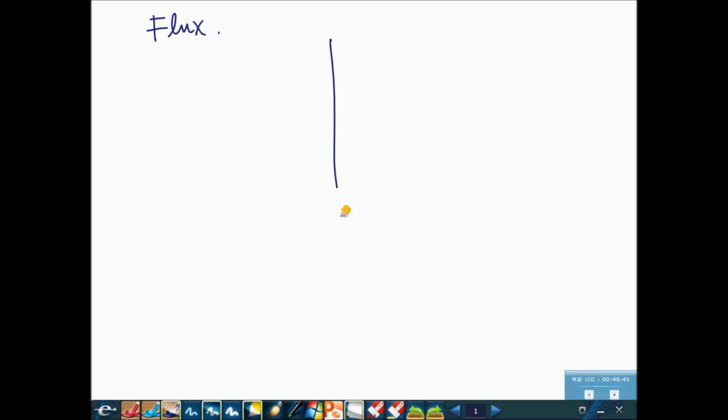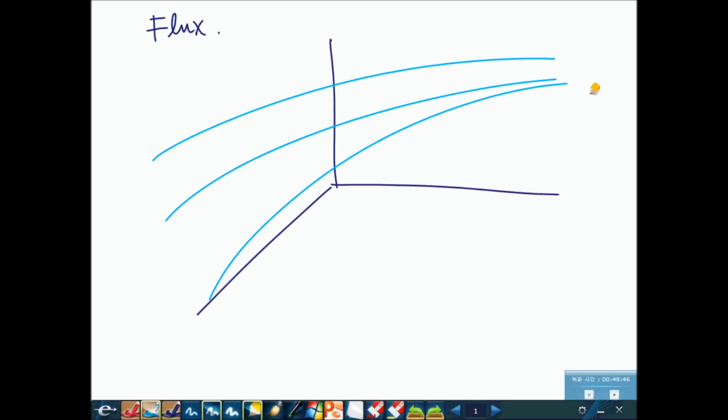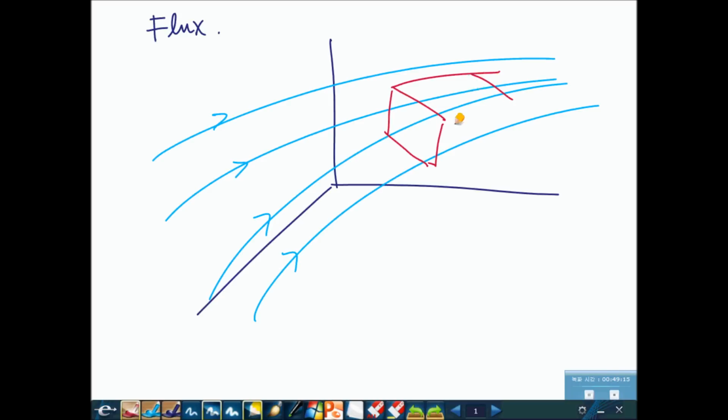Flux is what? When you have a flow from here to here, any fluid, water or air, flowing in that direction, okay? Let's assume that. And you want to have a mathematical analysis on that, how fast the flow is, how dense the flow is, things like that, okay? Then what you need is a differential box, okay?